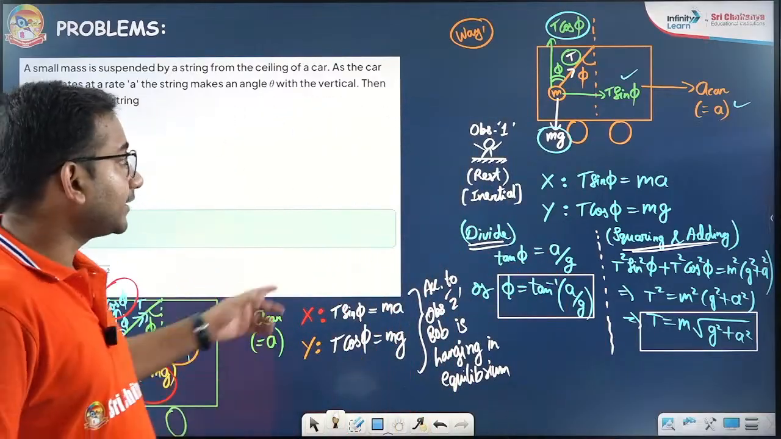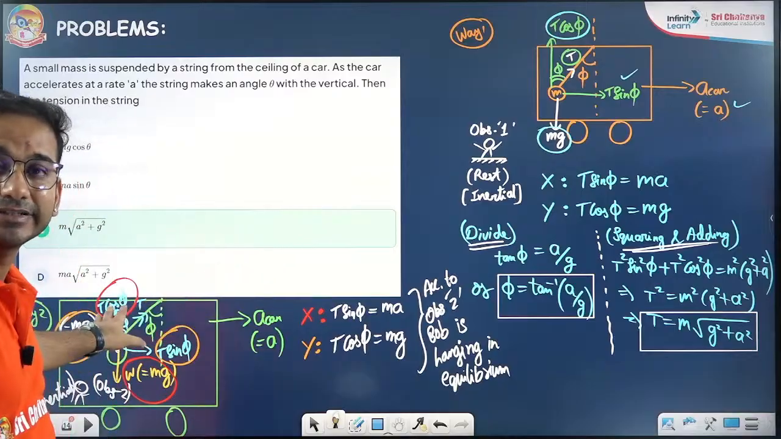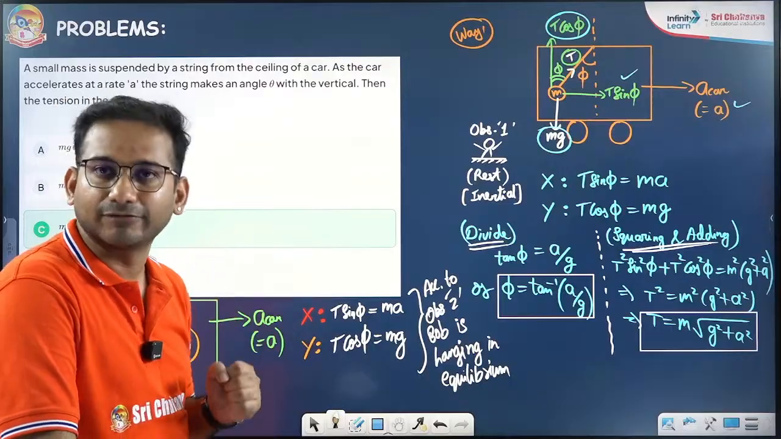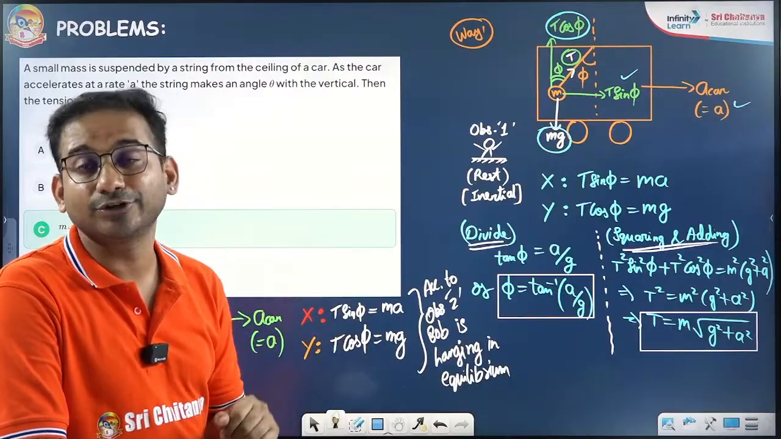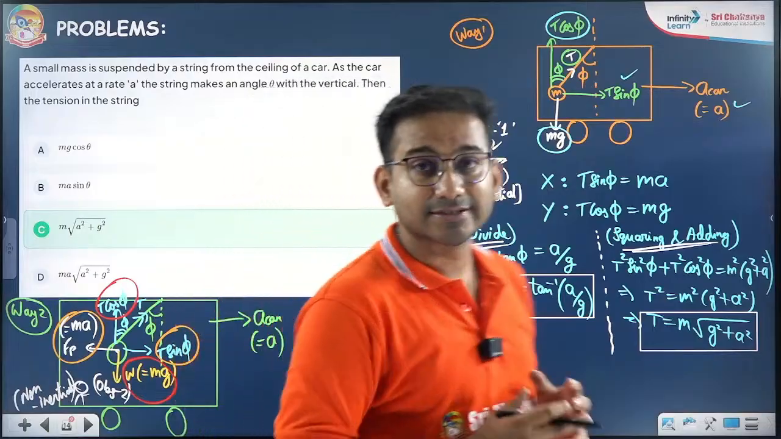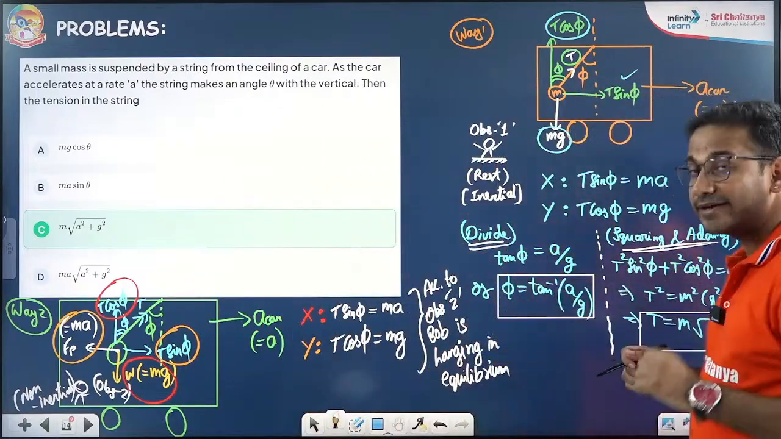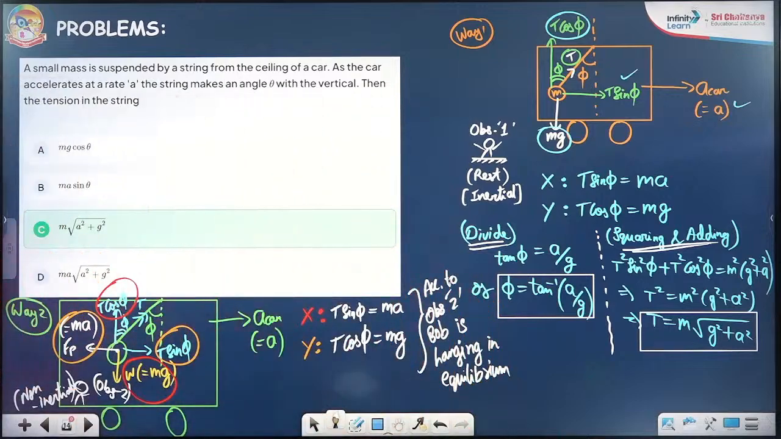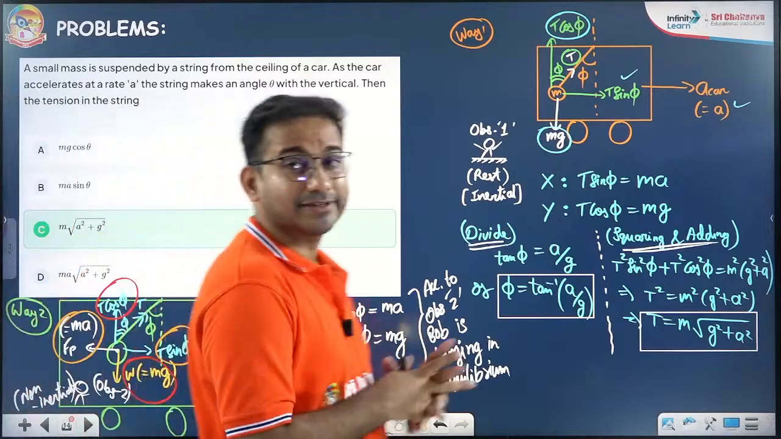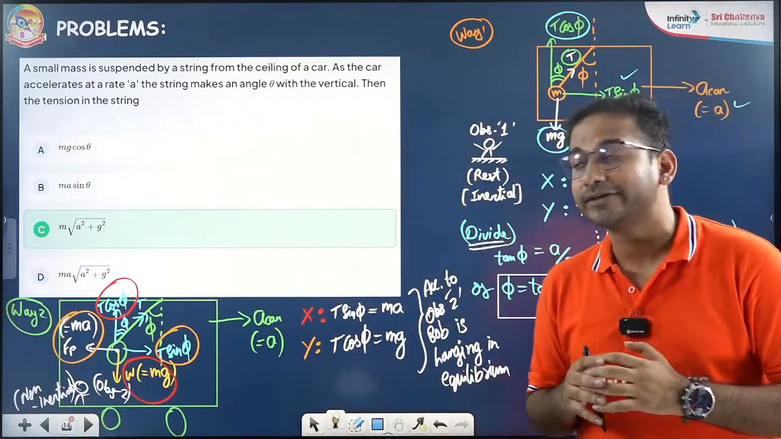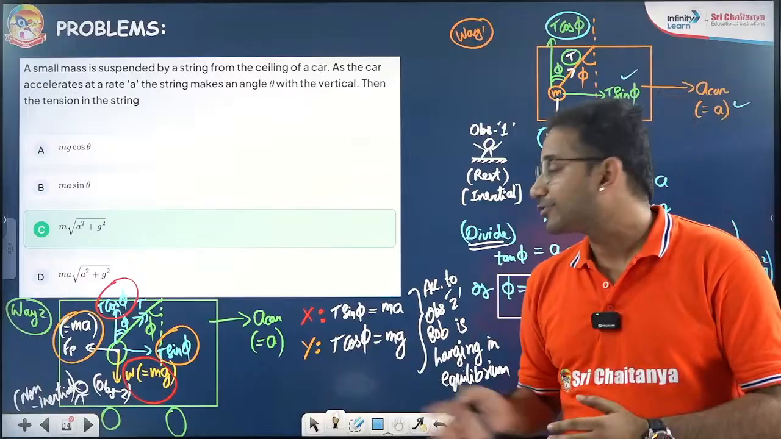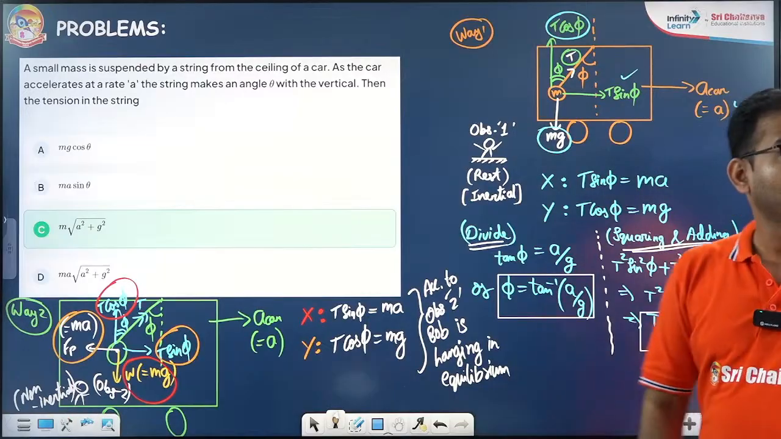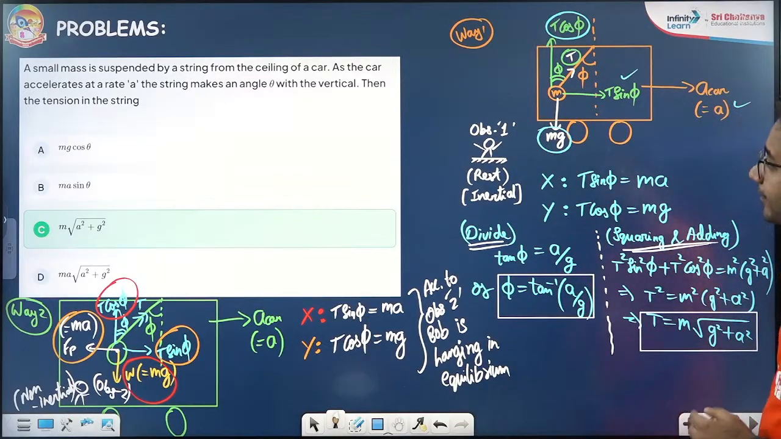So that's what I said, if the observer is standing outside and the observer is standing inside, one is inertial, one is non-inertial, your observations are going to be different. The way you write the equations is going to be different, but your final conclusions are going to be exactly the same. I hope you understood. If you like, you can take a screenshot of that. Understood? Try to feel it: what you will observe as an observer standing on the ground, and what you will observe as an observer standing inside the car. Okay, let's go ahead with the next one.